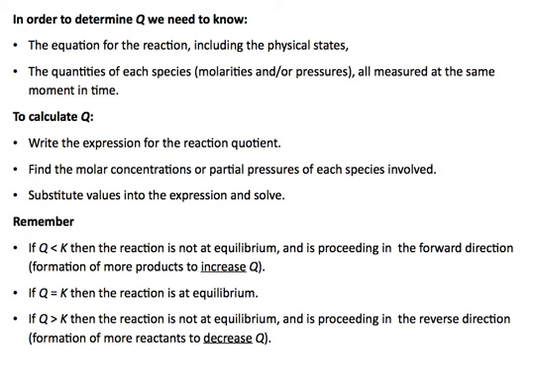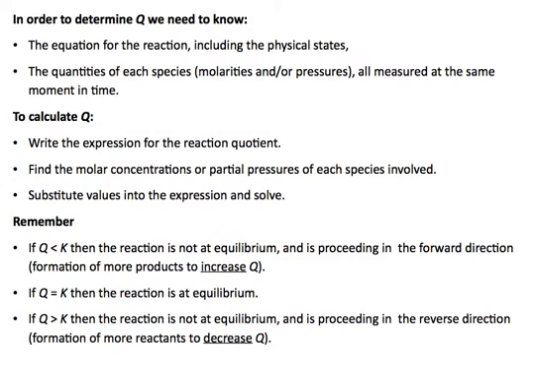Bit more text coming, so don't freak out. In order to determine Q, we need to know the equation for the reaction. We need to know the quantity of each species, that is molarities or partial pressures, and we have to have those all measured at the same instant in time, because remember what we're looking at here is the system at equilibrium based on concentrations at a given point in time. To calculate Q, you write an expression for the reaction quotient, which would be the same as the expression for K, with the exception that you're not calculating K, you're calculating Q. You find the molar concentrations or partial pressure of each species involved if you need to, and you substitute those values and solve.